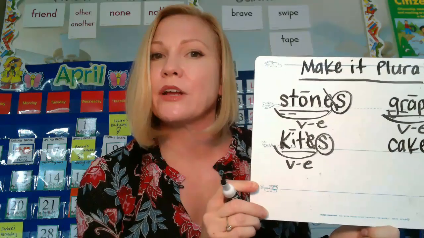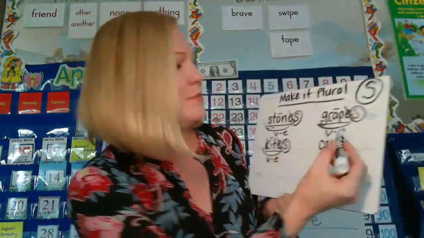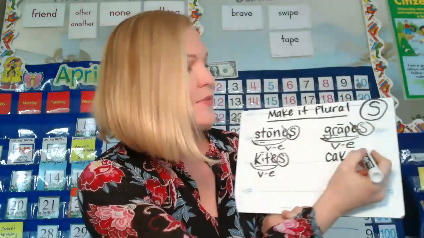And our last word I'd like to make plural today is the word cake. Cake. Let's put our elbows up and tap that word. Ready? Cake. K-A-K. Cake. Write it down. And I want more than one cake. Let's add an S. Cakes.